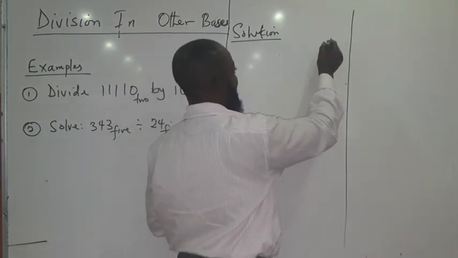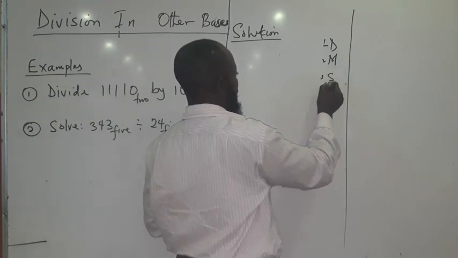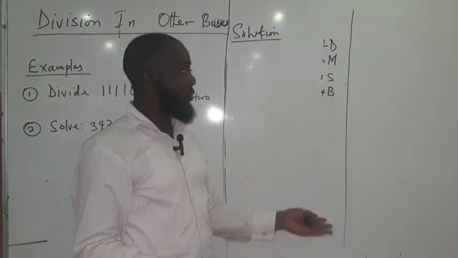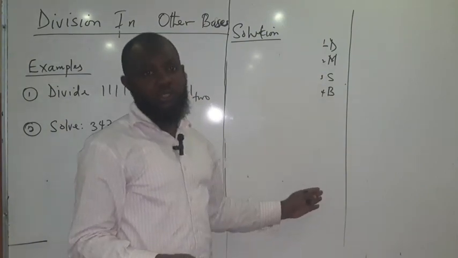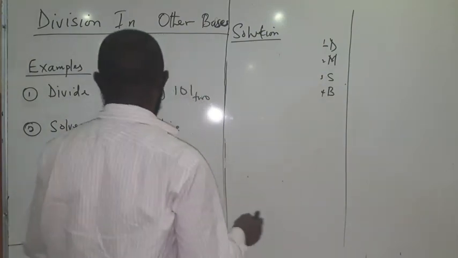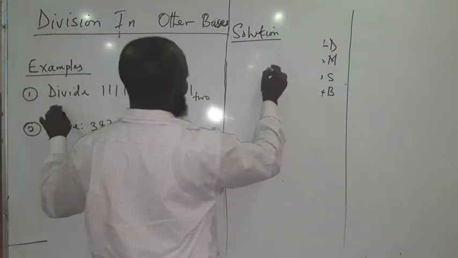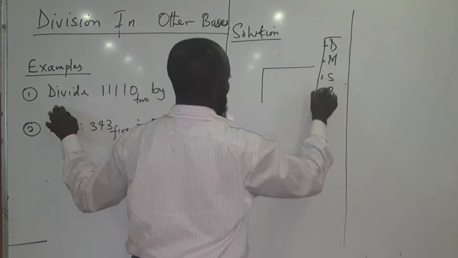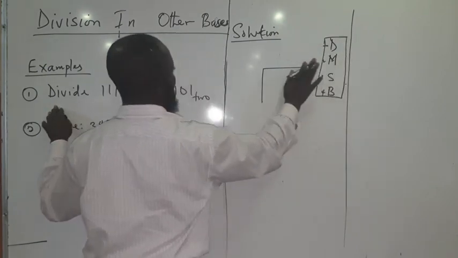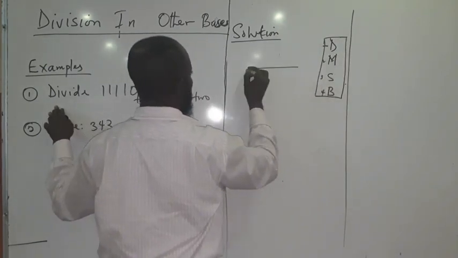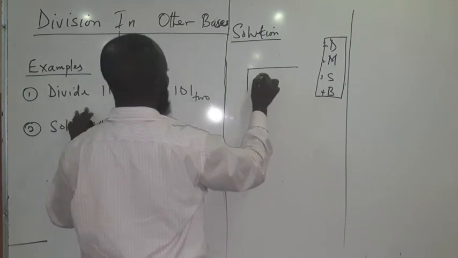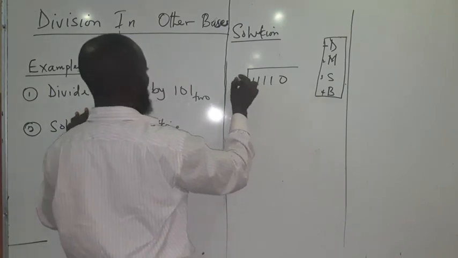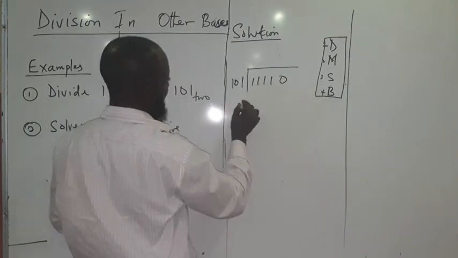So that's how the process will be going. These are the first ones: first, second, third, and fourth. If you are the type that is struggling with long division method, this is your opportunity to learn it again. Right? So we have this. We're going to put this here. So we're going to have 1 1 1 1 0, then we have 1 0 1.